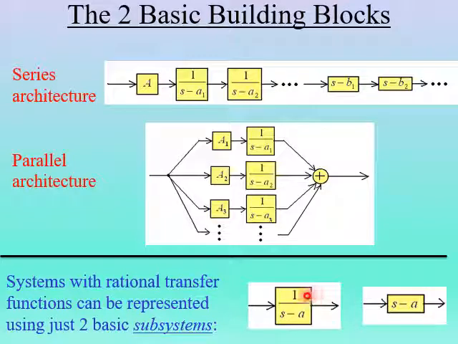The one type is where we have 1 over s minus a, where a happened to be a pole. We see that here and here, in the parallel configuration, in these subsystems here. And then the other type of subsystem we need just has a transfer function of s minus a. We see that type up here, where we called them the B coefficients. Those were the zeros of the transfer function.